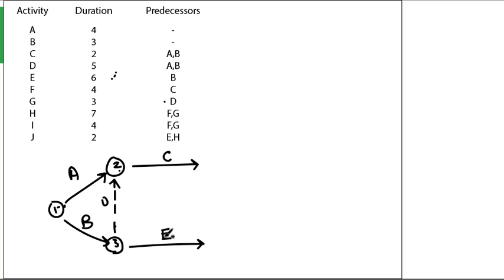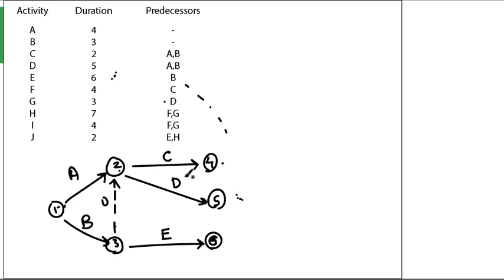Then we have F which comes from C. This is node 4, this is node 5. So F comes from C. D also comes from A and B. So we have D which comes from A and B. Actually it should be node 5, and this should be 6.